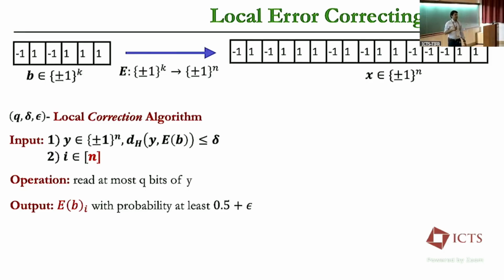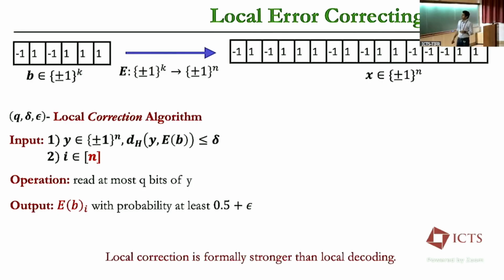Now notice again, just to caution, if a delta fraction of the bits are corrupted, a 1 minus delta fraction of the bits are correct. So if I wanted to correct a random bit, I would of course succeed. But this is a worst case guarantee. I have to correct every bit. The randomness is only over the choice of the algorithm. The algorithm must succeed on each and every bit, even the delta fraction which were corrupted.